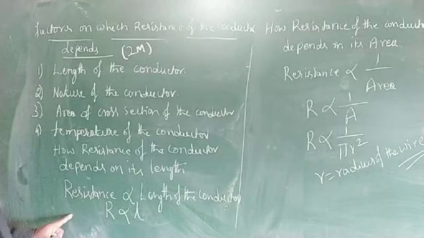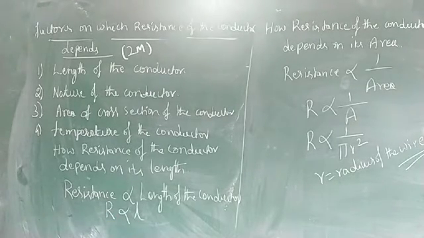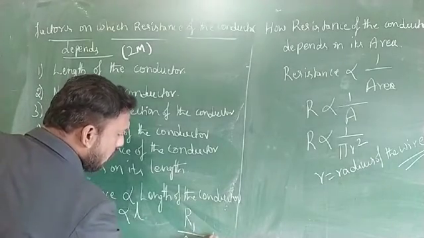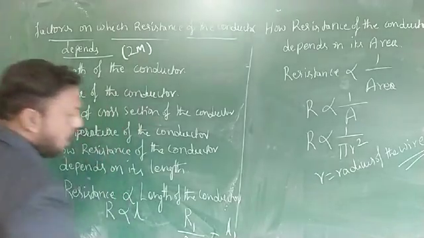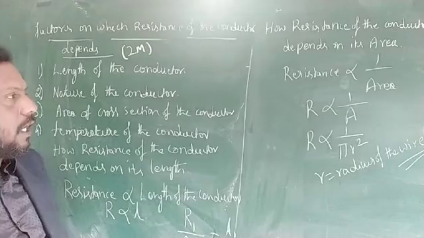If R1 is the resistance of the conductor and L1 is the length of the conductor, R2 is the resistance of another conductor and L2 is the length of another conductor, and the area and remaining other quantities are constant, what is the ratio of resistances? Therefore, R1 divided by R2 is equal to L1 divided by L2.